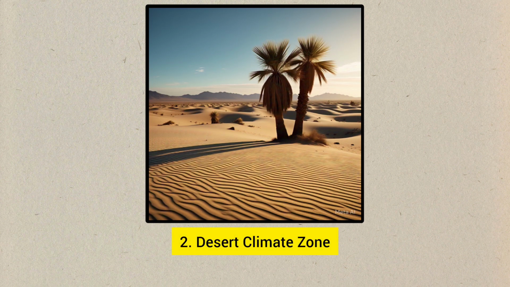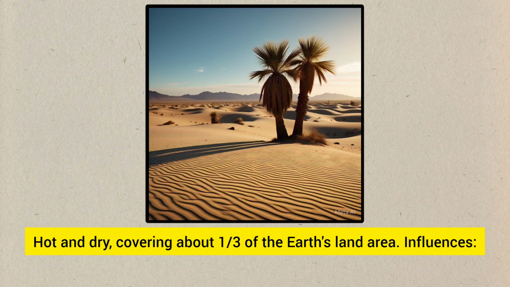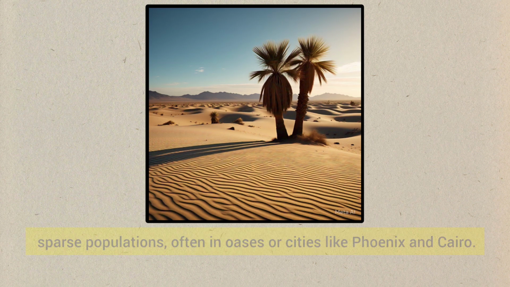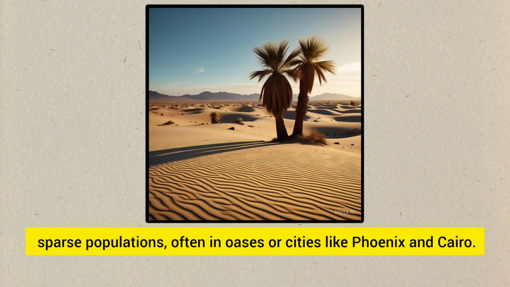2. Desert climate zone. Hot and dry, covering about 1/3 of the Earth's land area, influences agriculture. Challenging due to water scarcity, but suitable for crops like dates and cacti. Settlements. Sparse populations, often in oases or cities like Phoenix and Cairo.